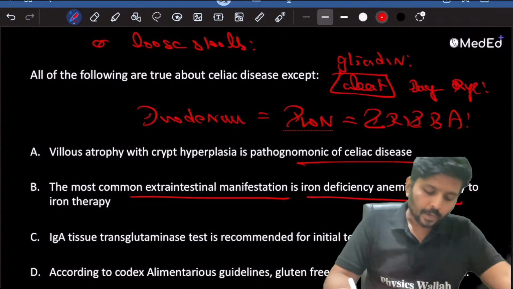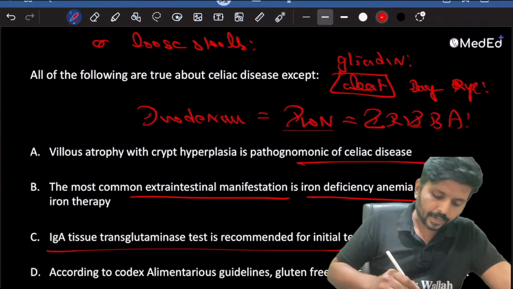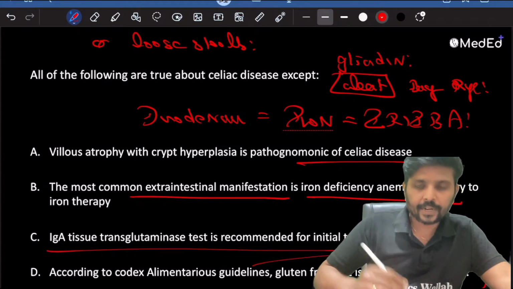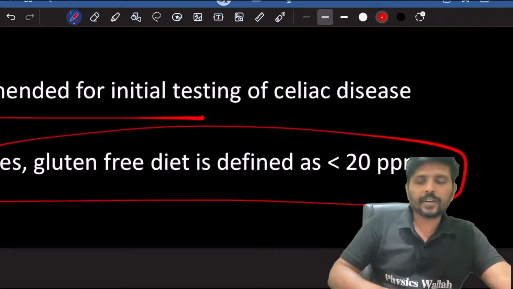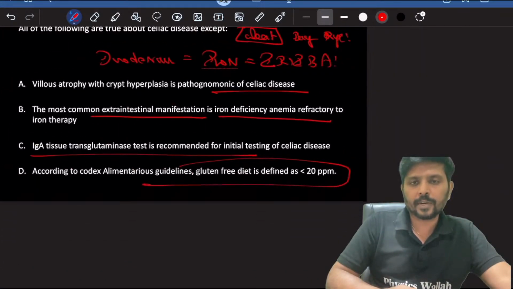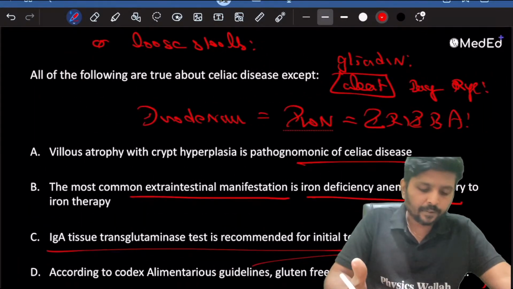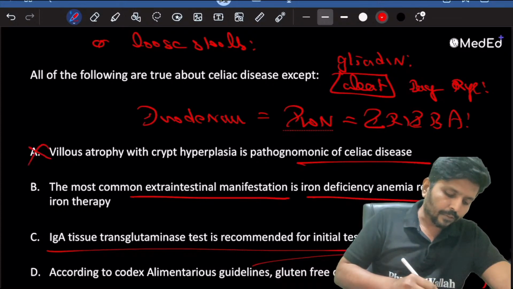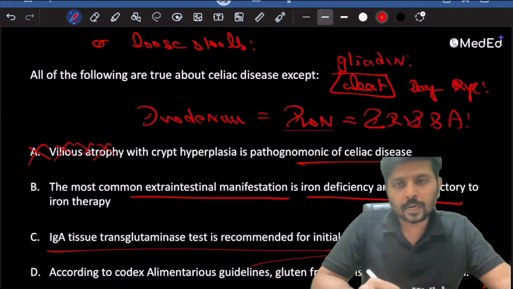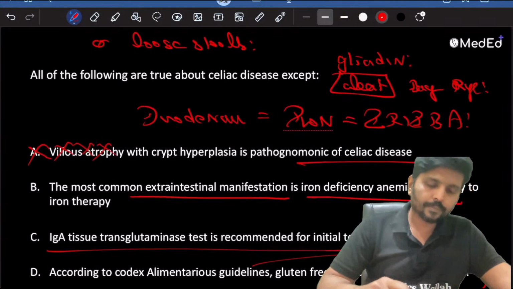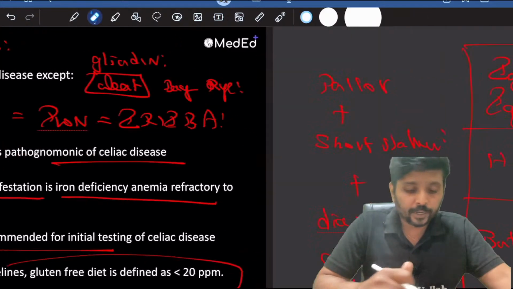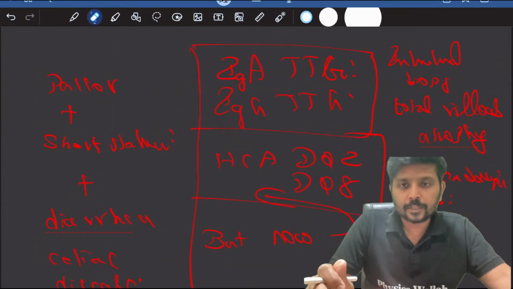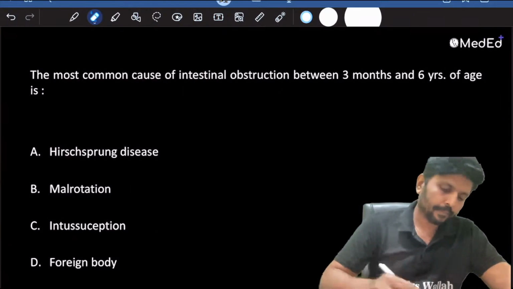Okay, remember, so this is also correct. Remember, a gluten-free diet of less than 20 parts per million is the treatment of choice. Villus atrophy can occur in many conditions, not only in celiac disease. So these points are very, very important with respect to celiac disease.